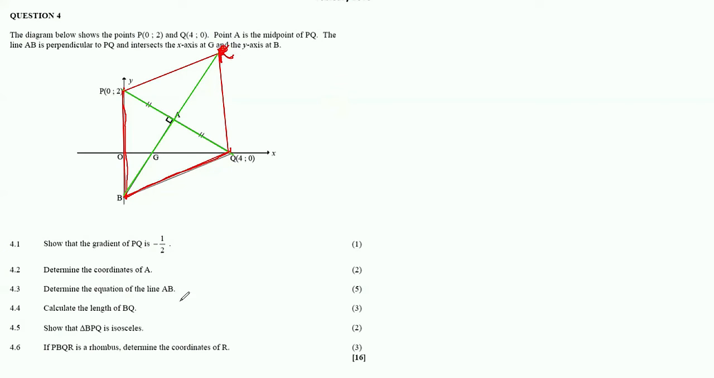So if we are saying that this is a rhombus, then what we know is that our diagonals will have to be equal. So our PQ would have to be equal to BR. That's one thing that we know about a rhombus. The diagonals are equal. But how do we go about and find the coordinates for R?